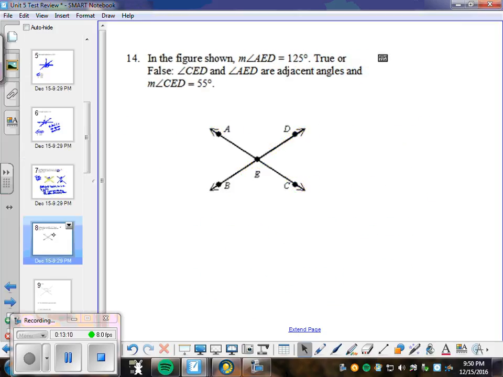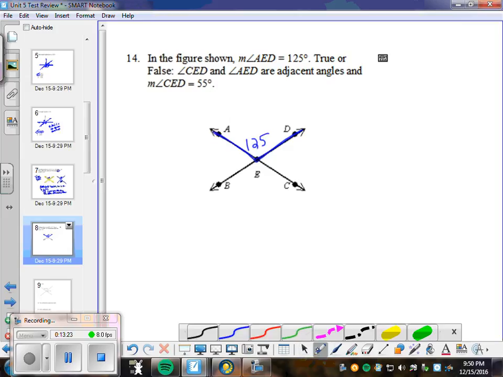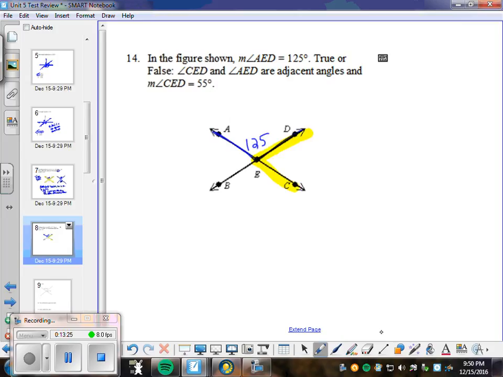Now, in the figure shown, AED is 125. So we've got AED is 125. True or false? CED and AED are adjacent angles. So let's mark them. They are adjacent, aren't they? They are next to each other. So yes, they're adjacent, so check. And CED would equal 55. So if this was 55, they would add up to what? 180.